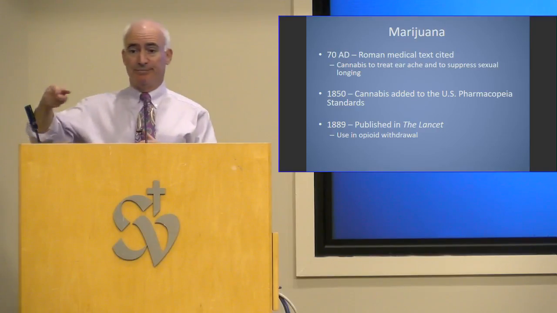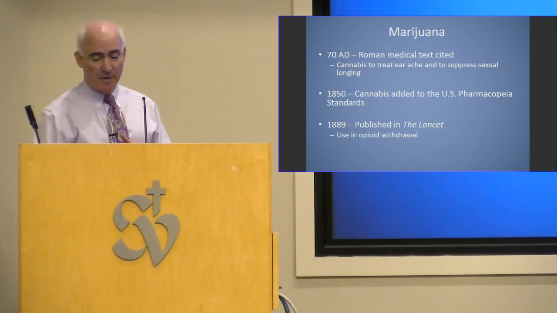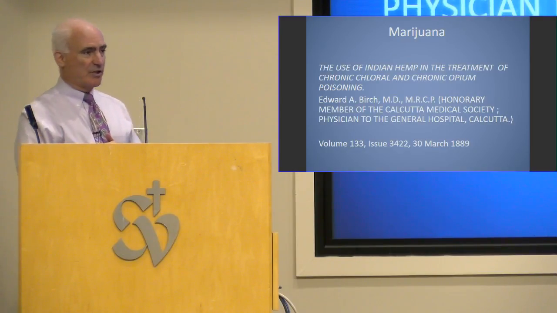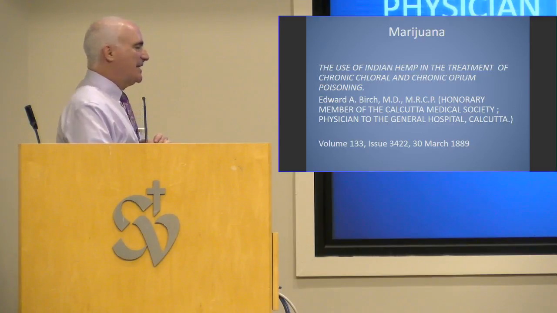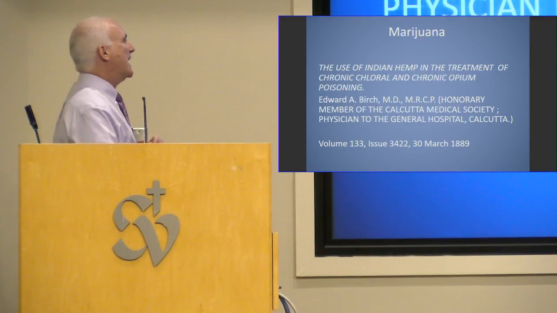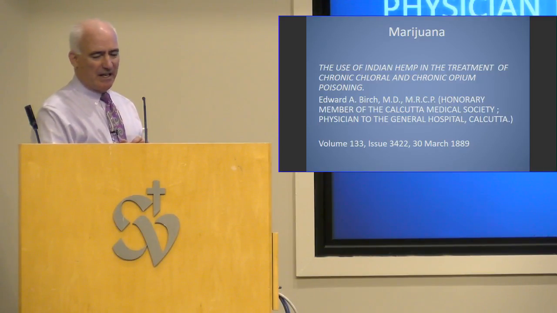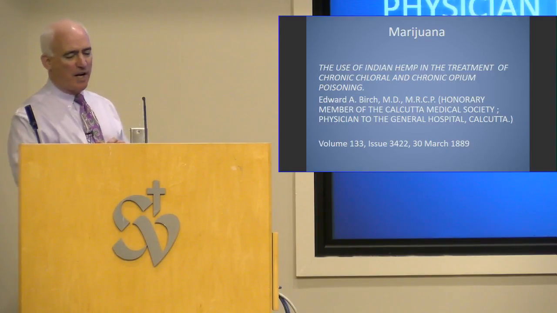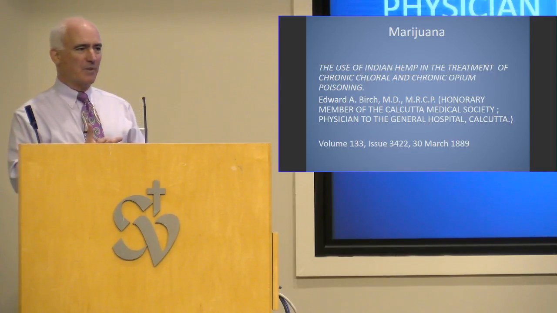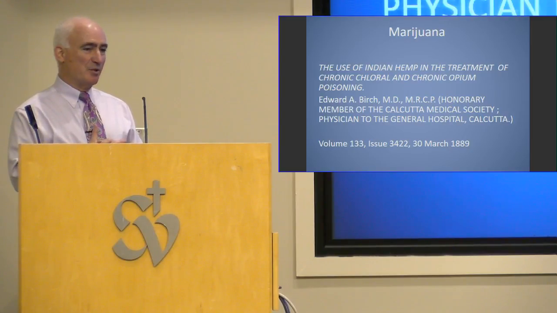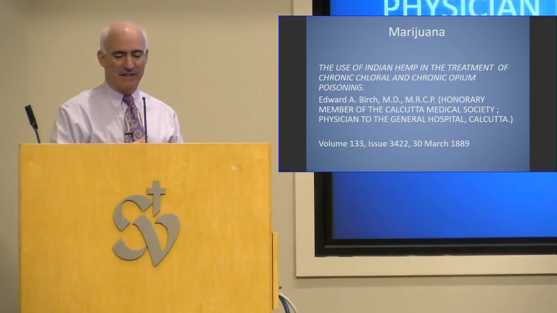You hear about people saying, maybe we should use marijuana to help with opioid withdrawal to get people off of prescription pain medications. And what's really cool is that you can actually look this up and read the article. It's in volume 133 from 1889, March 30th. It was written by Edward A. Birch, the honorary member of the Calcutta Medical Society and physician to the General Hospital. It was on the use of Indian hemp in the treatment of chronic chloral and chronic opium poisoning. And this was the wife of the viceroy of Britain to India at the time. So she was an addict, and he was able to treat her with the use of marijuana to get her off of these medications.